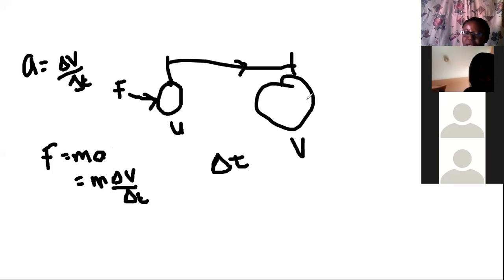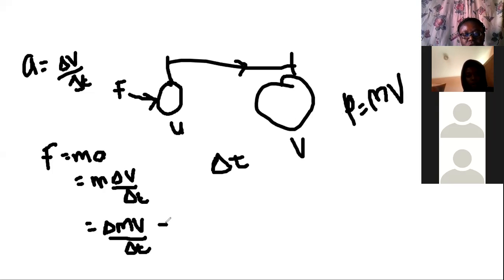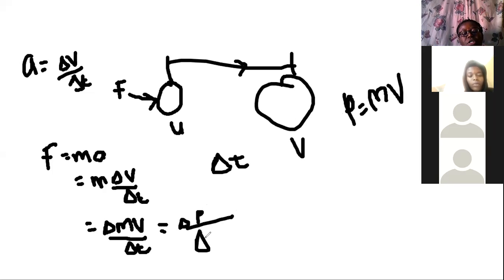I can interchange. You remember that multiplication is commutative, so I can bring the delta here, which is change, and write the mass times the velocity, divided by the change in time it takes for changing its velocity. Okay, then what is mv? We said that the momentum of an object is equal to the mass of that object times the velocity of the object. So it means we can write this as the change in momentum divided by change in time.